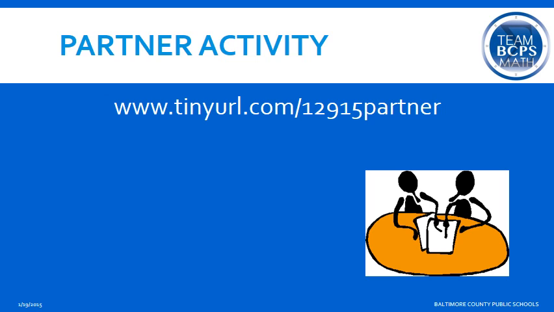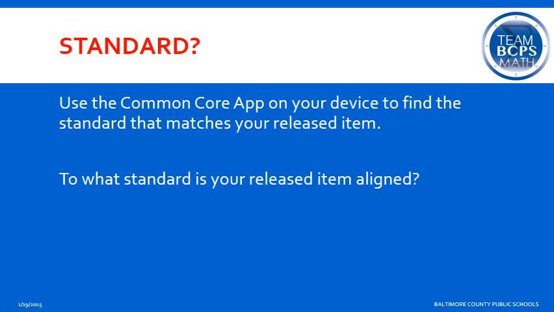Once they complete their problem and their solution, they're going to have a discussion about how they solved it. The next thing they're going to do is use the Common Core app on their device, which they can find if they just hit the Windows button on the device, to see if they can find the standard that matches their released item. Then you're going to ask them which standard it is, take a poll, and we'll go from there.